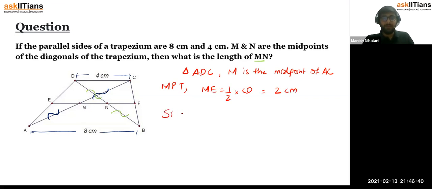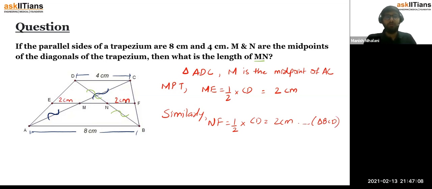Similarly, we can say NF is half of CD again, which is just 2, right? In triangle BCD you are talking about. So now you have this as 2 centimeter. This is also 2 centimeter, right?